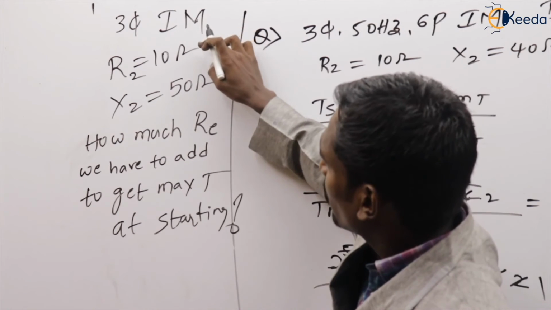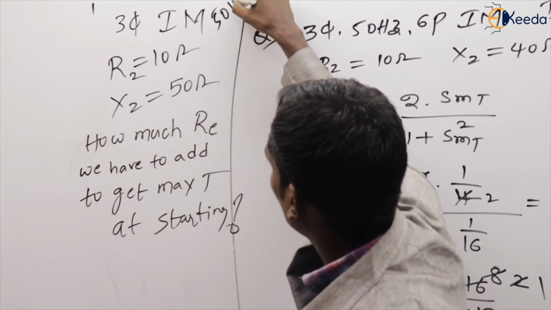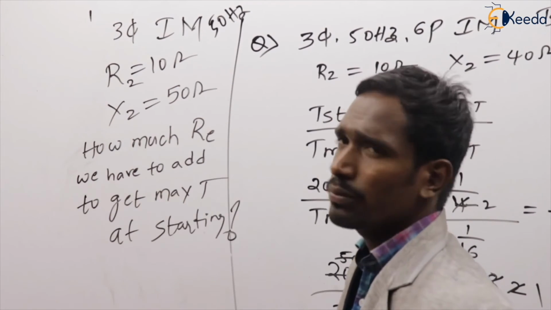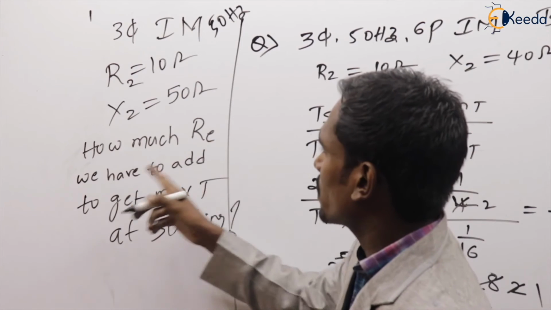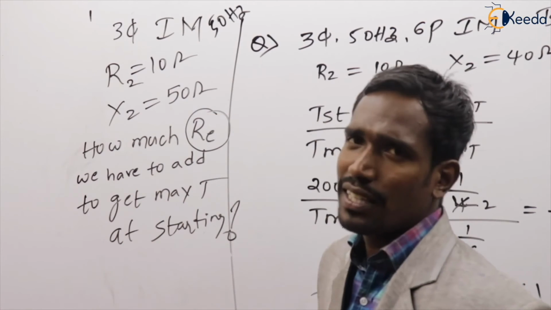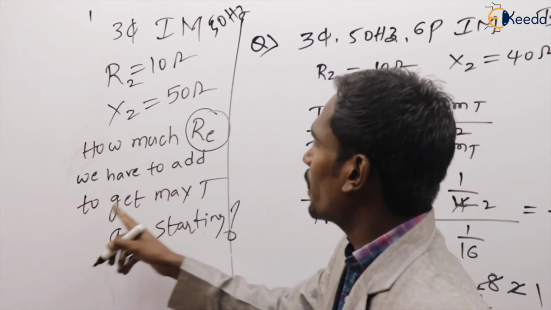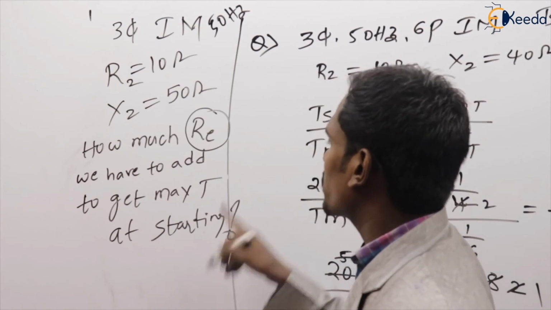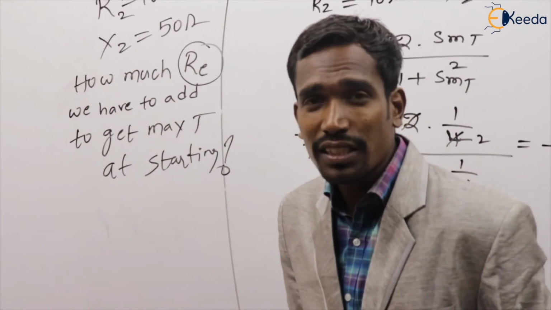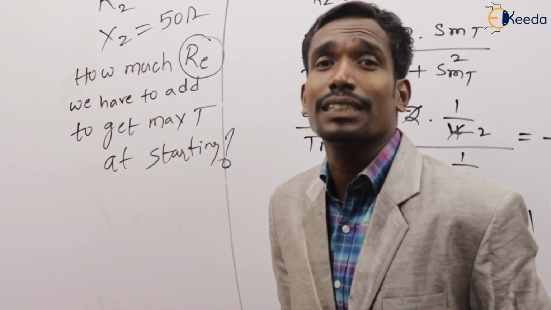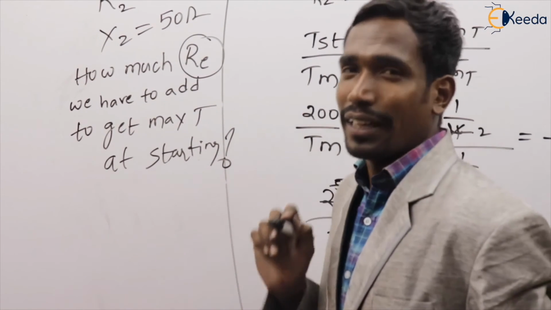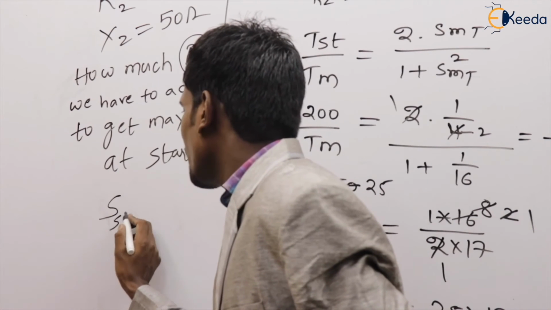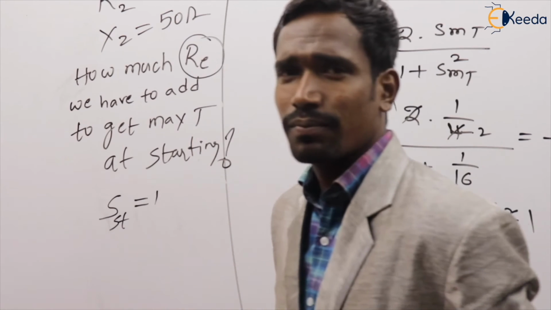A three-phase 50 Hz induction machine has rotor resistance 10 ohms and reactance 50 ohms. How much extra resistance, RE, do we have to add to get maximum torque at the starting period? Tell me, what is the slip at starting? The slip at starting is equal to 1.